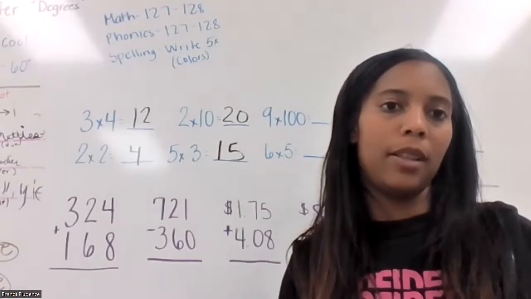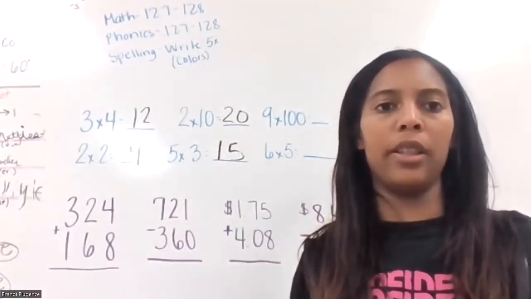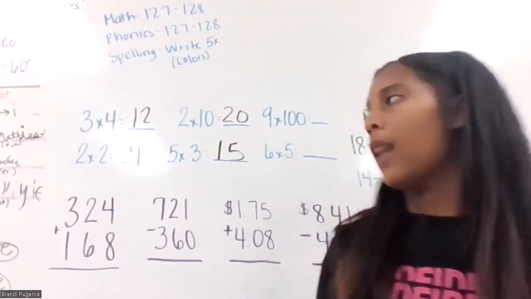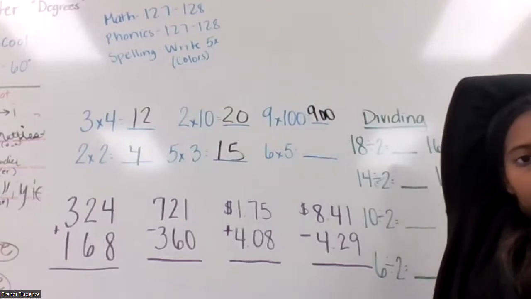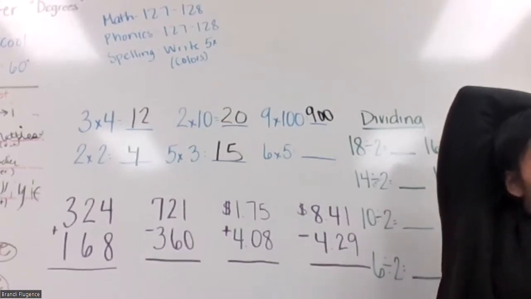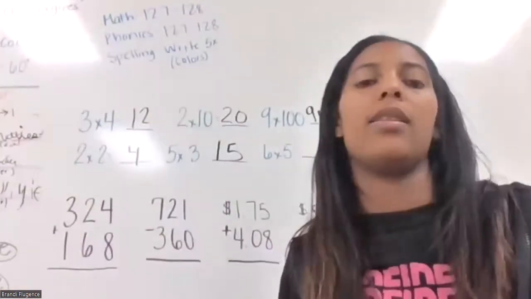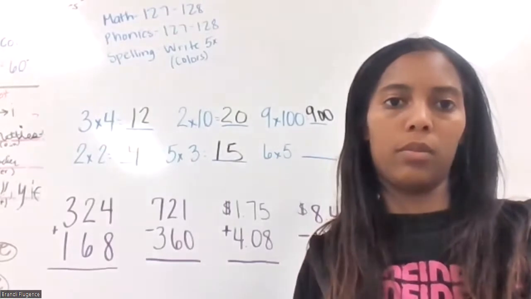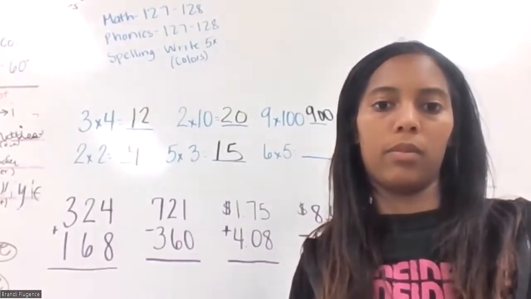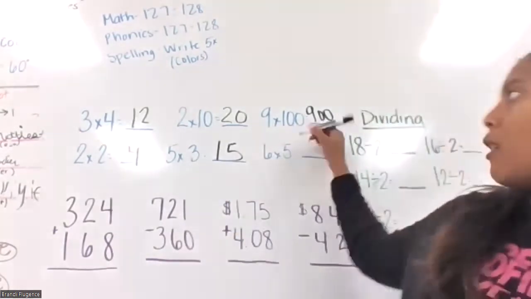I know this. 9 times 100, Harlem. 9 groups of 100. 900. 900 and 6 times 5. 6 times 5. It's like counting by 5, 6 times. Serenity, 6 times 5. I know. 30. 30. 6 times 5 is 30.